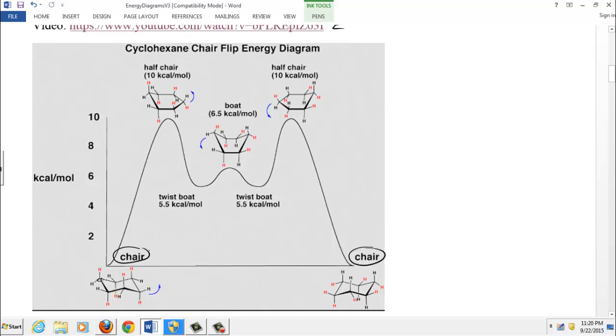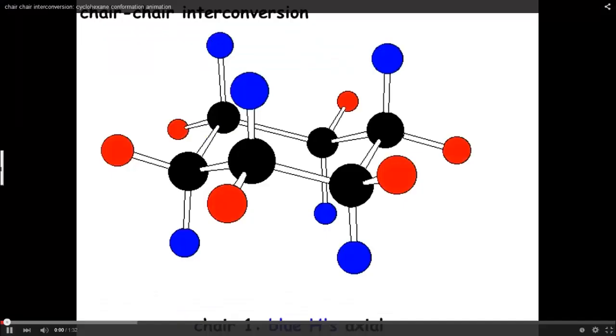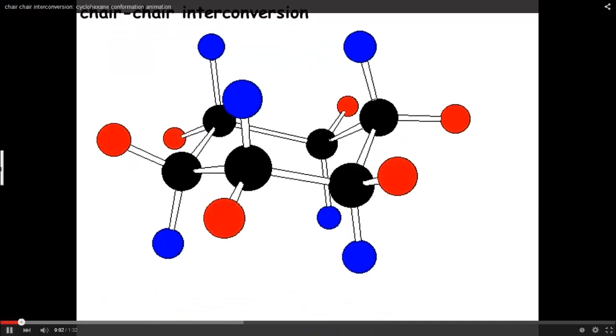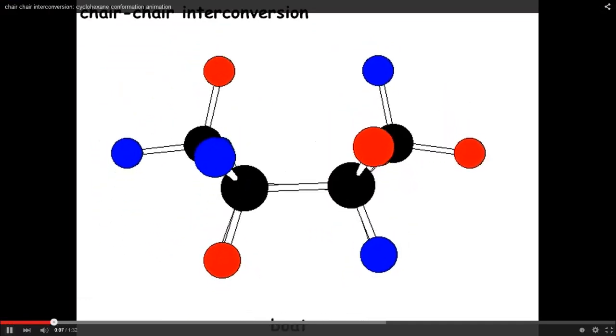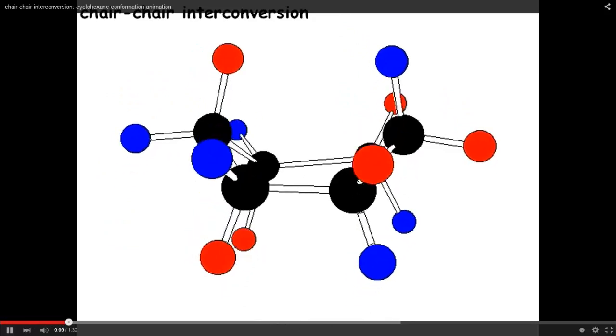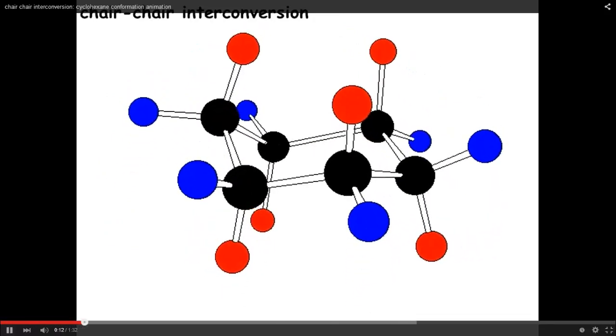You can see that this carbon is up high, this one's down low, and then what we're going to do in the video is move this carbon up. It's going to be up over here on the right, and when that happens, ultimately this carbon on the left will go down. That's this one over here, and we'll go from one chair conformation to the other. Okay, so here's the chair conformation. There's a half chair, a twisted boat, the boat, twisted boat again, half chair, and back to chair.